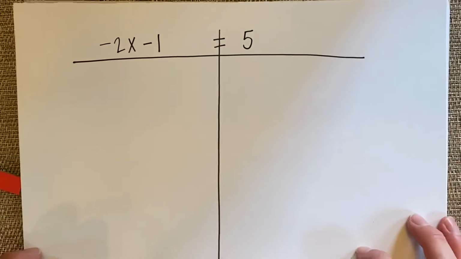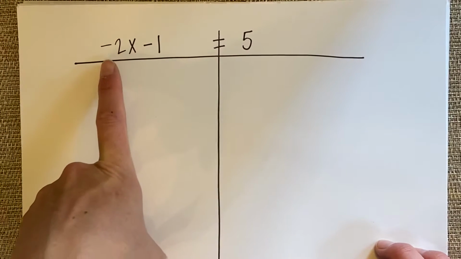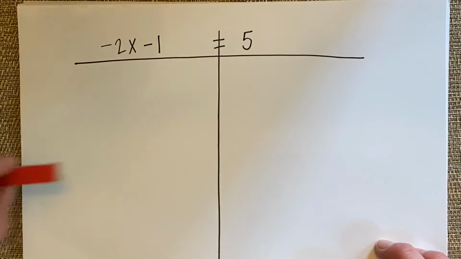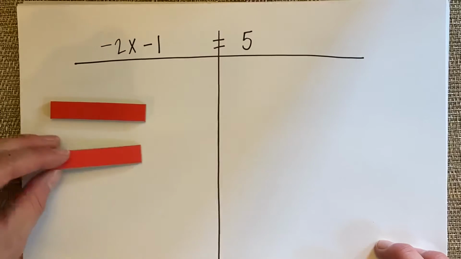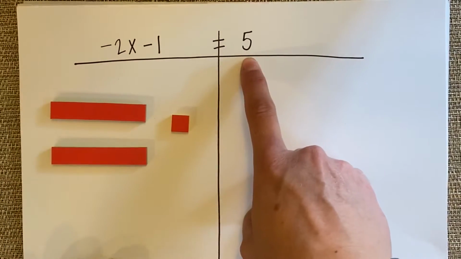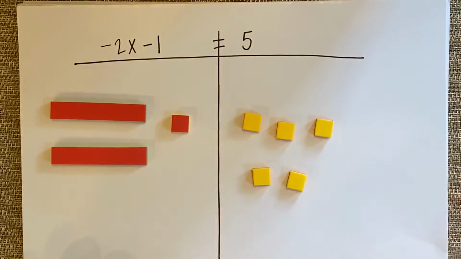So there's our equation. We're going to first start by just using our algebra tiles to represent the equation. On the left side, I have negative 2x, or two negative variables. So remember, a negative variable is represented by a red rectangle. Minus 1, so that's a single negative unit. And on the right side, it's equal to 5, positive 5. So we're going to put 1, 2, 3, 4, 5 positive units, okay?